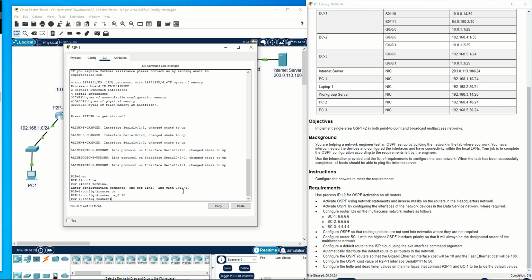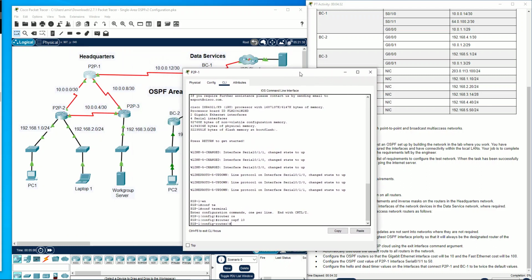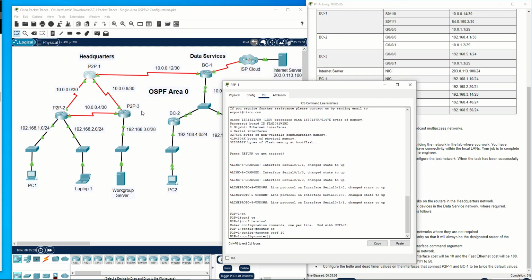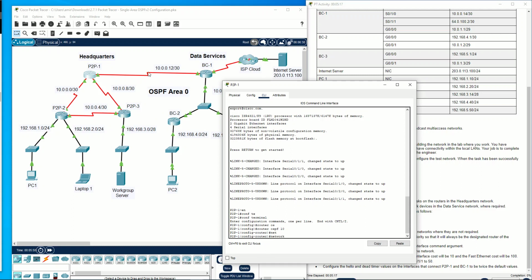After that, we should also configure network, and we should advertise networks. In OSPF, it's very important. For example, on the P2P1 router here, you should only advertise the networks that are directly connected to this router. After that, this router sends its database and its routing tables to other routers in this area. It's the same also for P2P3 and P2P2 and BC2 and so on. In this situation, you should advertise your networks. Which network is directly connected to P2P1?